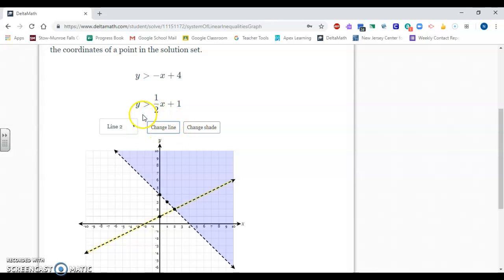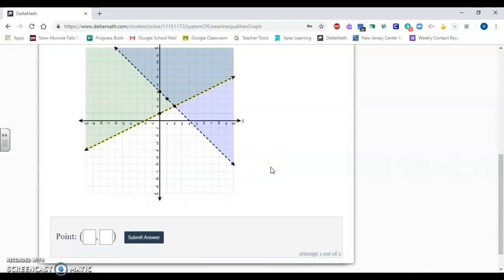And my shading: 0, 0 is your test point. 0 is greater than 0 plus 1. So is 0 greater than 1? No. 0 is not greater than 1, so we need to shade above that line. This is your overlapped region, this top portion here.